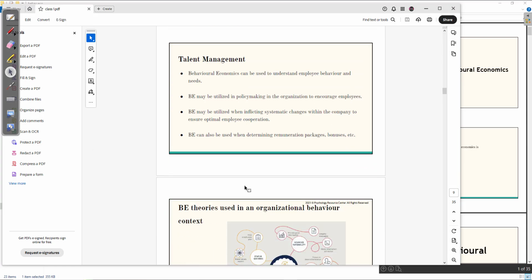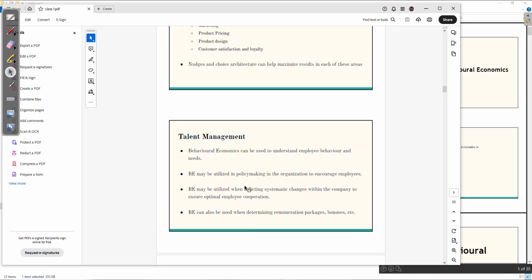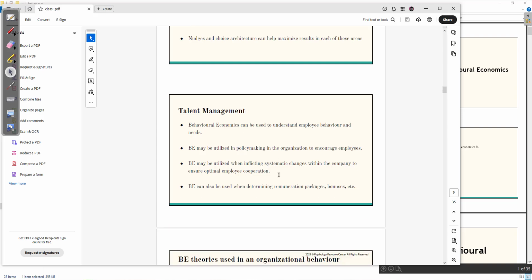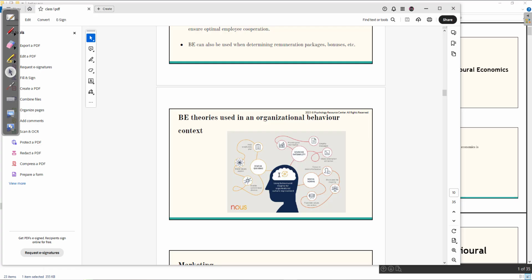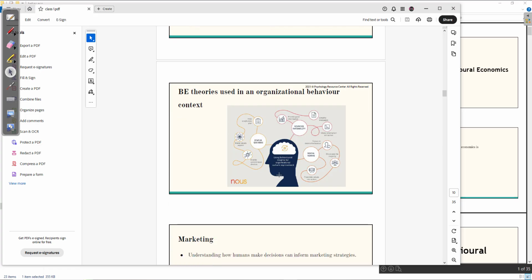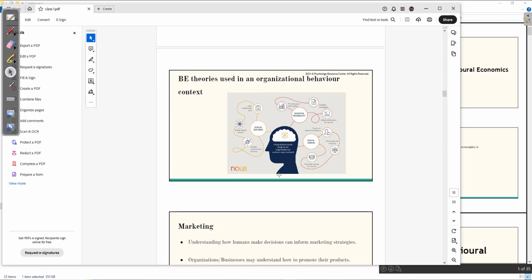Talking about these areas, talent management is there. Behavioral economics can be used to understand employee behavior and needs, may be utilized in policy making in organizations to encourage employees, may be utilized when implementing systematic changes within the company to ensure optimal employee cooperation, and can also be used when determining remuneration packages, bonuses, etc. All these things. So in the organizational behavior context also, behavioral economics is used.